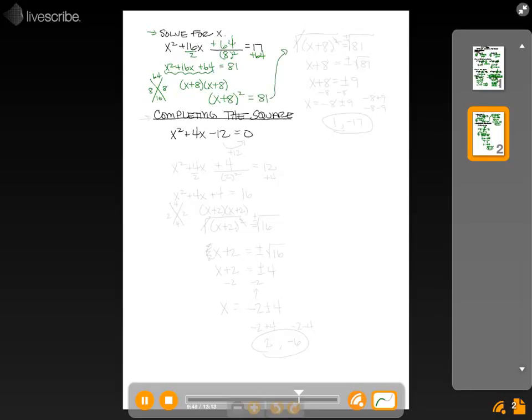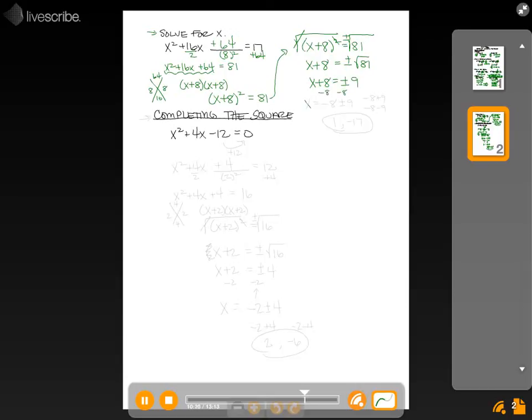I'm going to rewrite this up here. So we have x plus 8 squared equals 81. This is the skill we just did. I'm going to square root both sides, put a plus minus, can't forget my plus minus. The square and the square root cancel, so I'm left with x plus 8 equals plus or minus the square root of 81. Well, the square root of 81 is really 9. So now I have x plus 8 equals plus or minus 9.